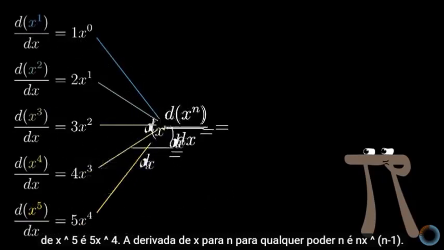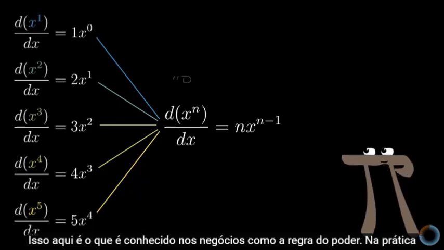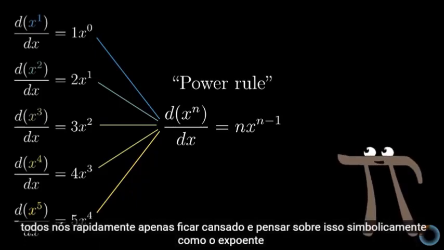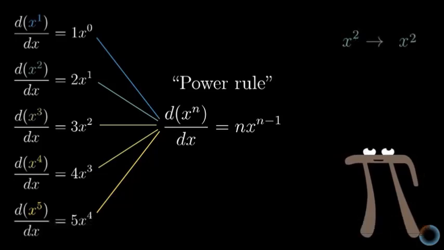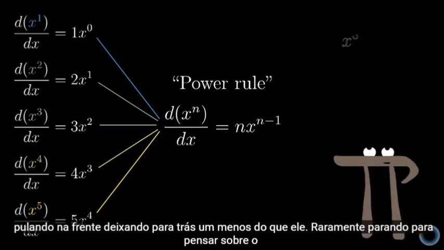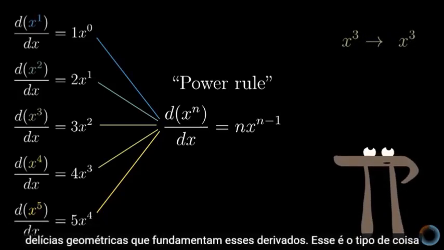Abstractly, you'd write this as the derivative of x to the n, for any power n, is n times x to the n minus 1. This right here is what's known in the business as the power rule. In practice, we all quickly just get jaded and think about this symbolically, as the exponent hopping down in front, leaving behind one less than itself, rarely pausing to think about the geometric delights that underlie these derivatives.